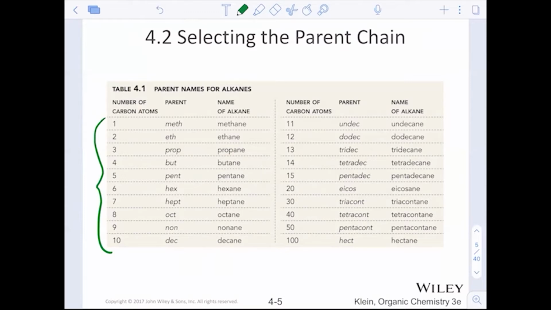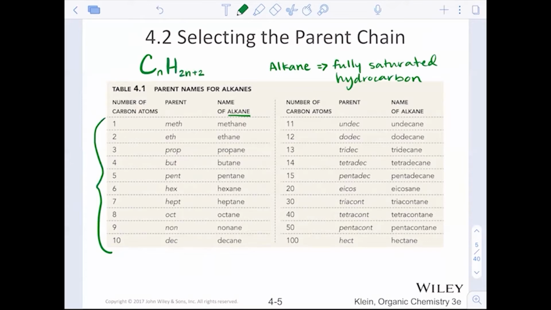If we are dealing with an alkane, again, an alkane is going to be where we start our functional groups. It is going to be a fully saturated hydrocarbon. Generically, the alkane has the formula C to whatever value n, H to the 2n plus 2. So if you have 5 carbons, H would be 5 times 2, which is 10, plus 2, 12.